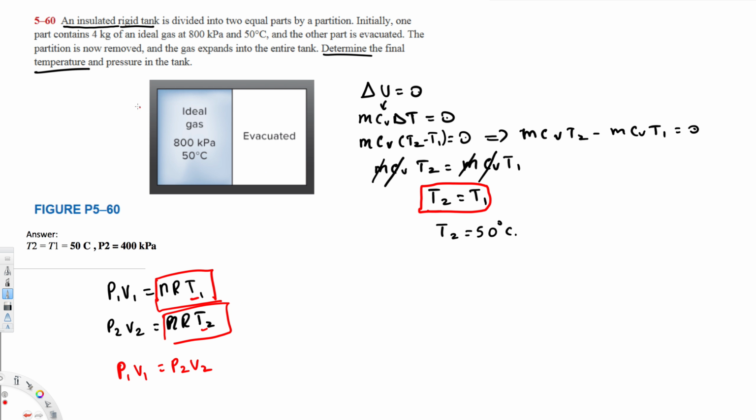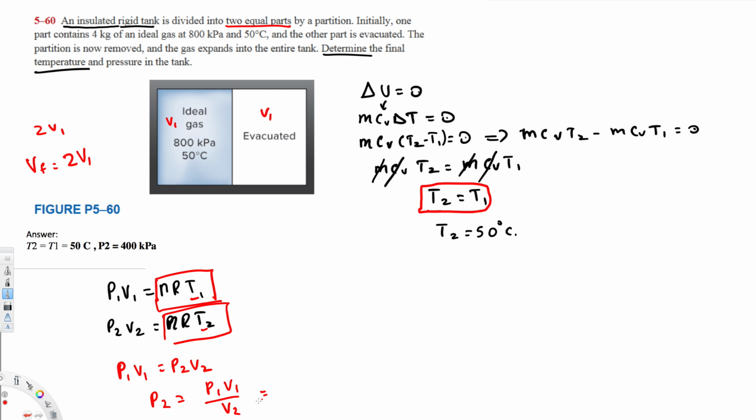Now the question is asking to find P2. P2 is equal to P1 V1 over V2, right? And they are saying initially that this is divided into two equal parts. So if this is V1, this is also V1, right? So the total volume is going to be 2V1. That's going to be the final volume, because when they remove the partition, the gas expands into the entire tank. So the V final is going to be 2V1.